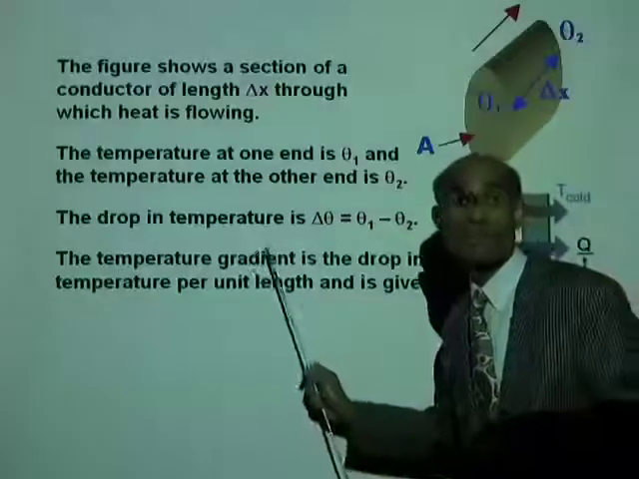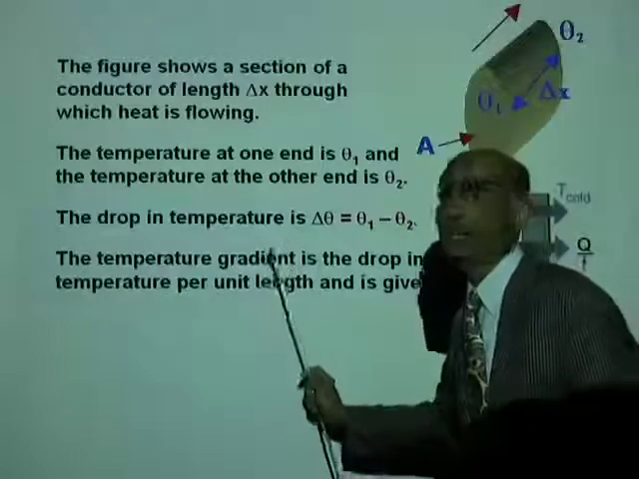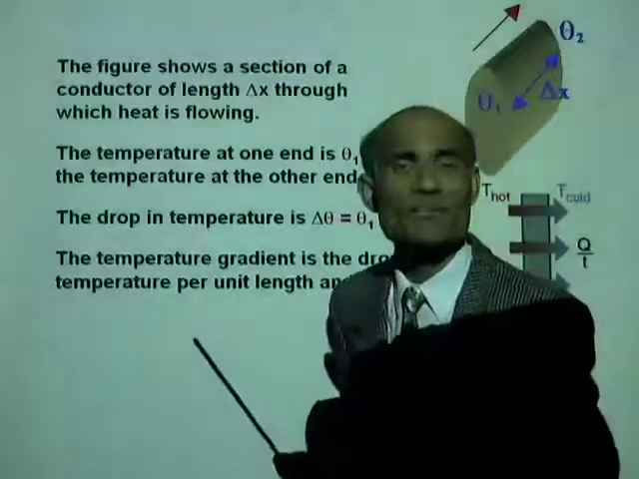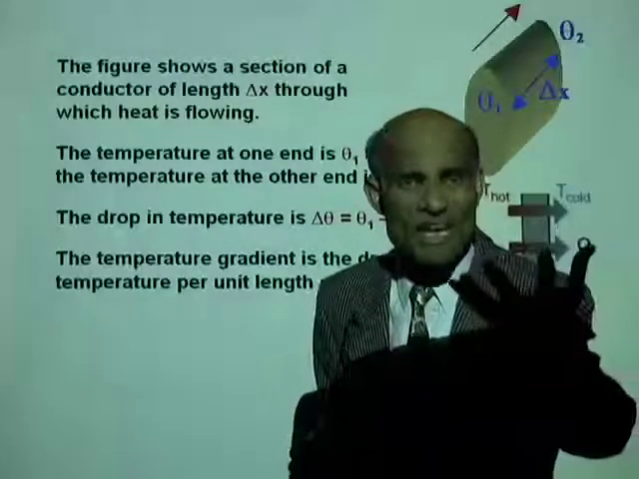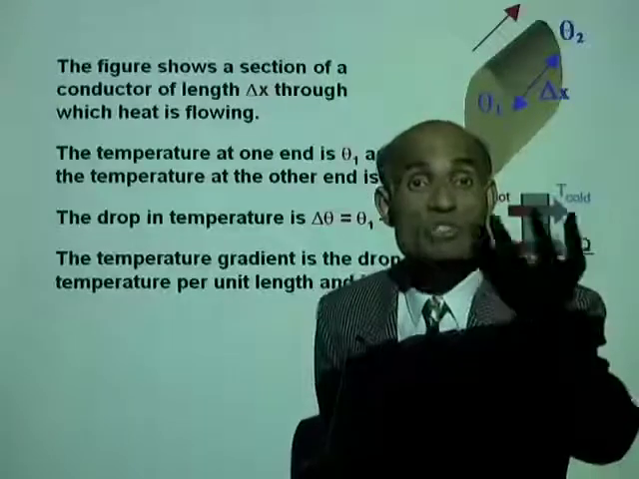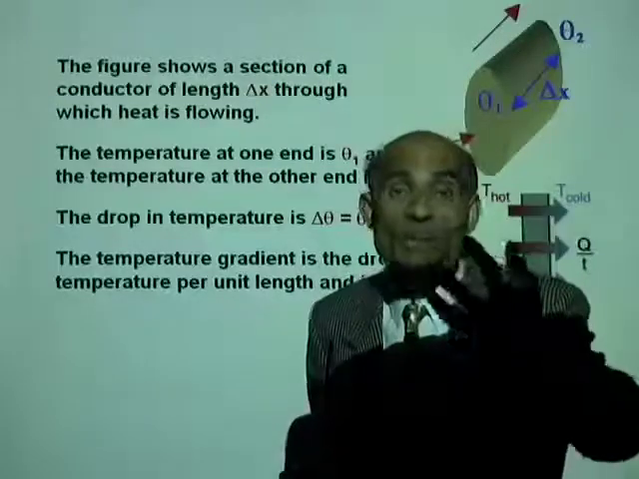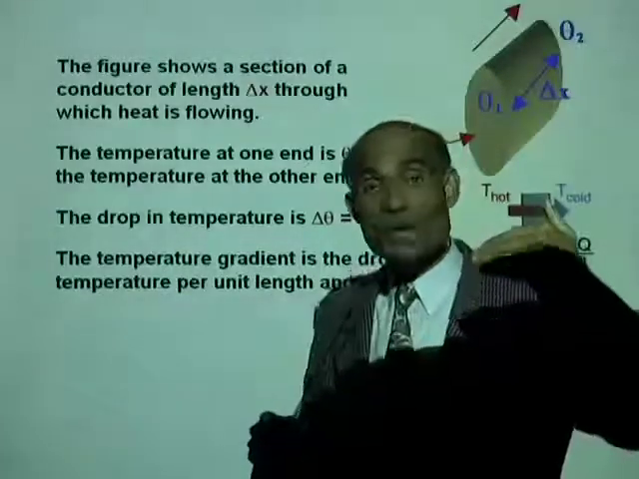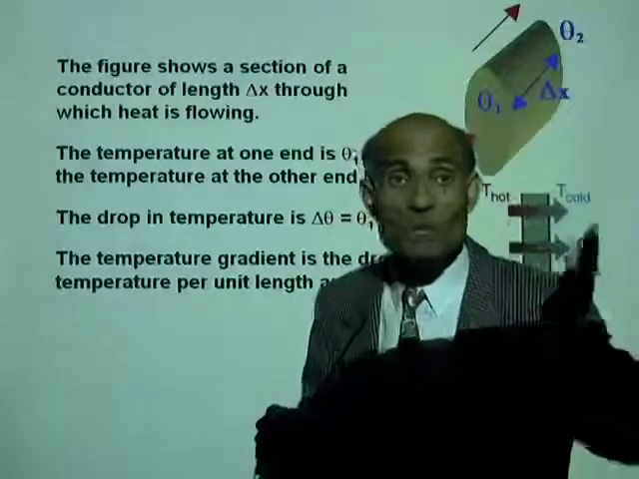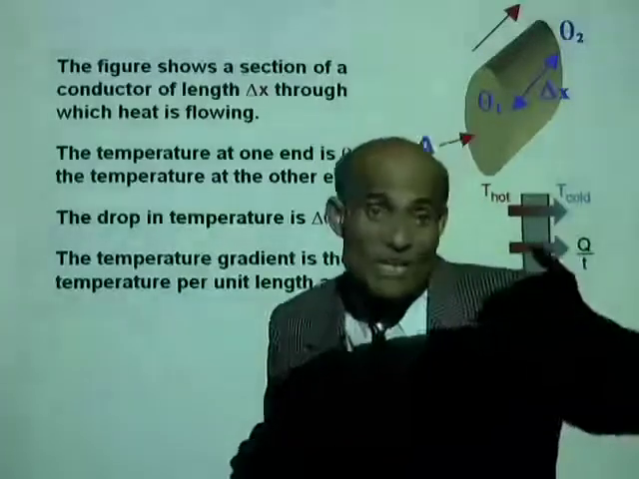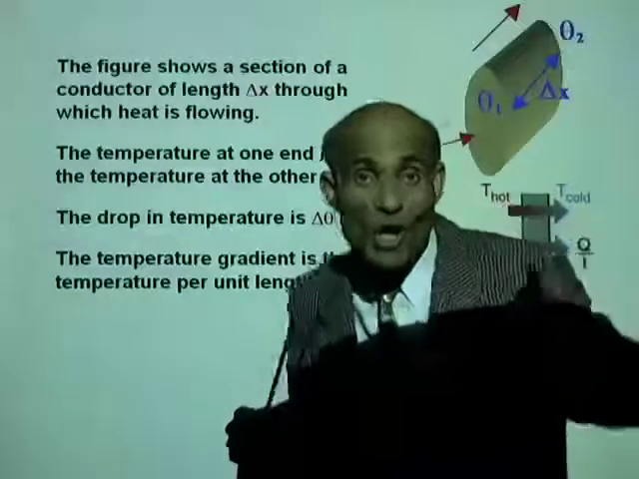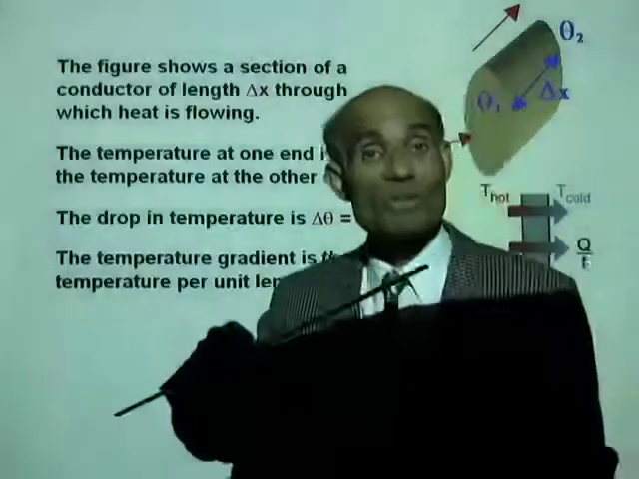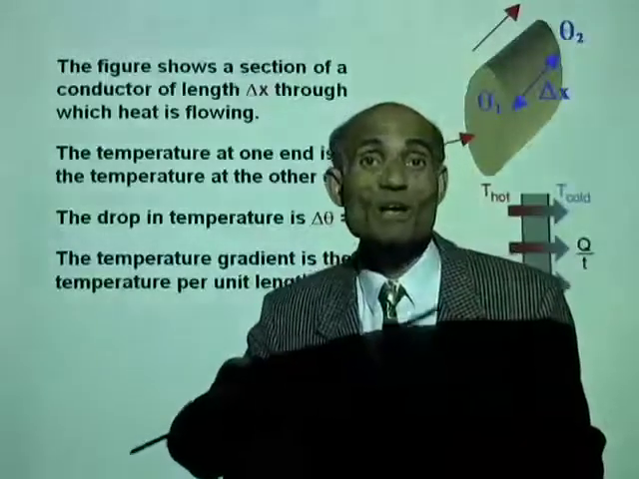So we're now going to define an important term in conduction. That is the temperature gradient. What is the meaning of a gradient? That's a common thing that you come across in calculus, is that right? Gradient is the slope. What does the slope mean? It's the rate of change. What is the temperature gradient? The temperature gradient is the drop in temperature per unit length, the rate at which the temperature drops along the length of the conductor. So temperature gradient is a measure of the drop in temperature per unit length.